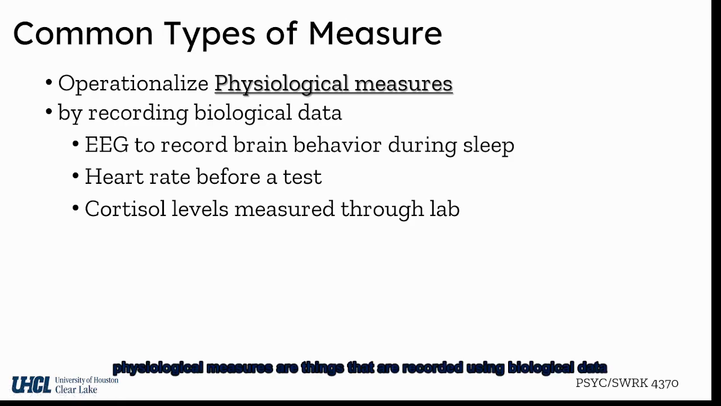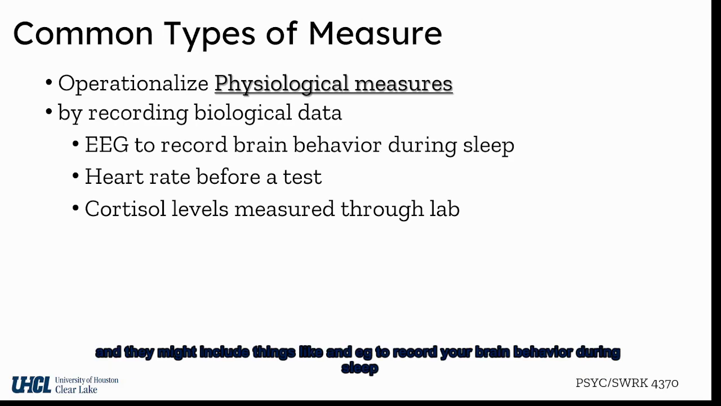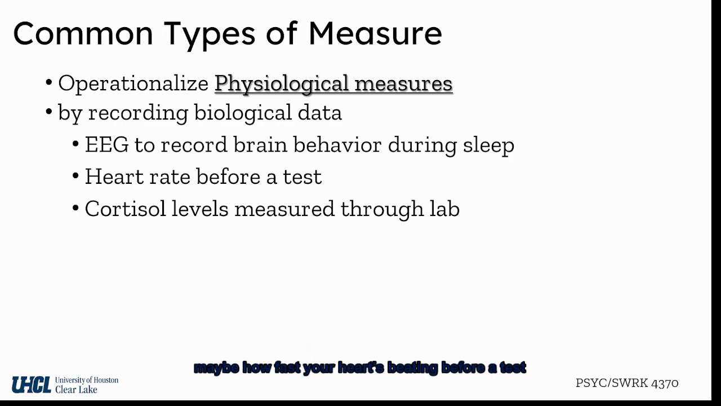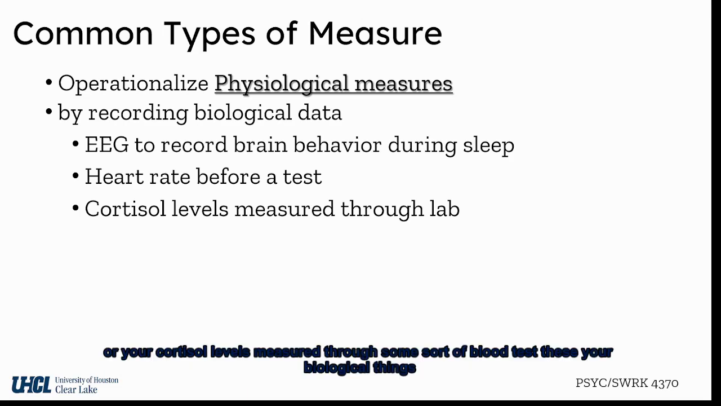Physiological measures are things that are recorded using biological data. They might include things like an EEG to record your brain behavior during sleep, maybe how fast your heart's beating before a test, or your cortisol levels measured through some sort of blood test.